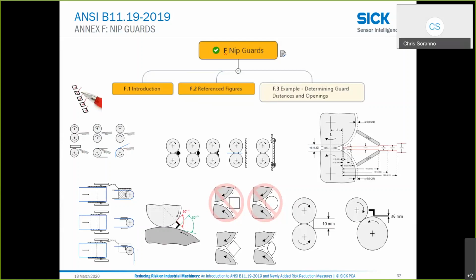And then a pretty elaborate example that shows a common application of in-running nips and how to use all the guidance in the B11.19 standard to adequately guard that application to still allow processing of material as necessary, but to prevent entry of parts of the body into the hazard zone.